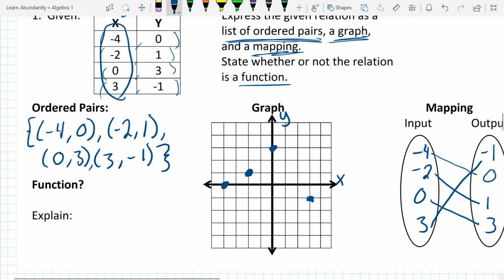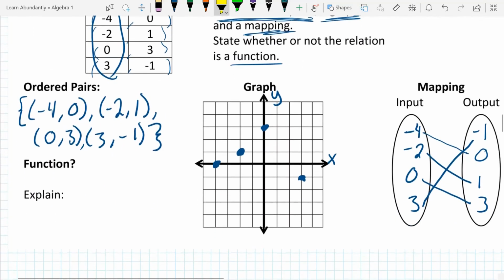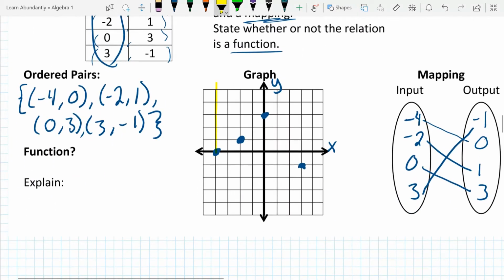Although I do need to pick whether it's a function or not. Now I'm going to use the vertical line test. If I use the vertical line test, is there ever a point that I can hit multiple points at the same time? So I'm going to try all 4 points. If I draw a vertical line, do I ever hit 2 points at once? And in this case, I don't. So I'm going to say function, yes. And the reason I'm going to say is vertical line test. I used the vertical line test, and I just checked it out.